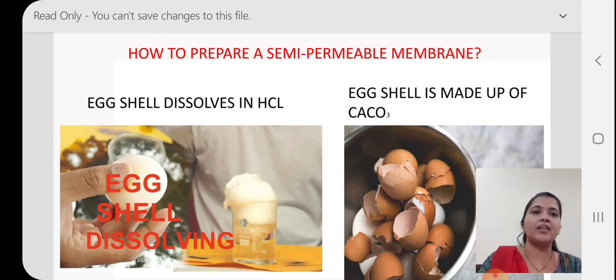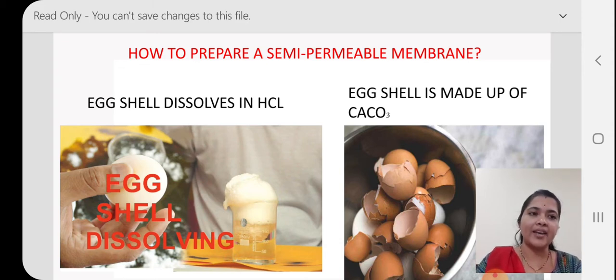So how to prepare the semi-permeable membrane from egg? Take one raw egg. Keep the raw egg in dilute HCl for 4 to 5 hours, children. So the shell, which is made up of calcium carbonate, is dissolved. See, in the first picture we have kept that in HCl. After 4 to 5 hours the shell comes off. This shell is made up of calcium carbonate.